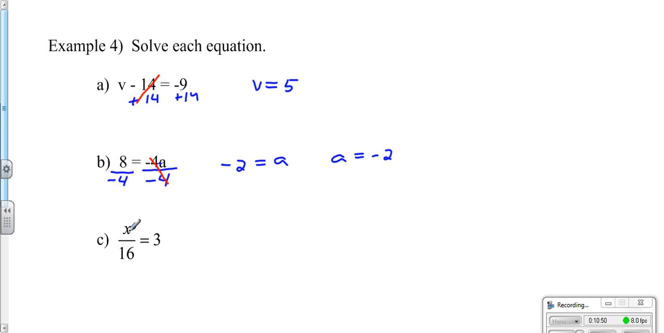C, it's x divided by 16 equals 3. Now there's two ways to do this one. One is to say I'm dividing by 16, so I'm going to multiply both sides by 16. And that will give me x equals, because again, my division and multiplication cancel out, and I get 3 times 16. And that would be 48.